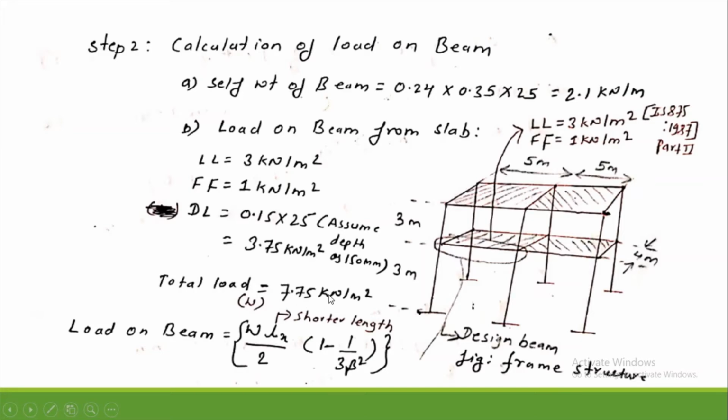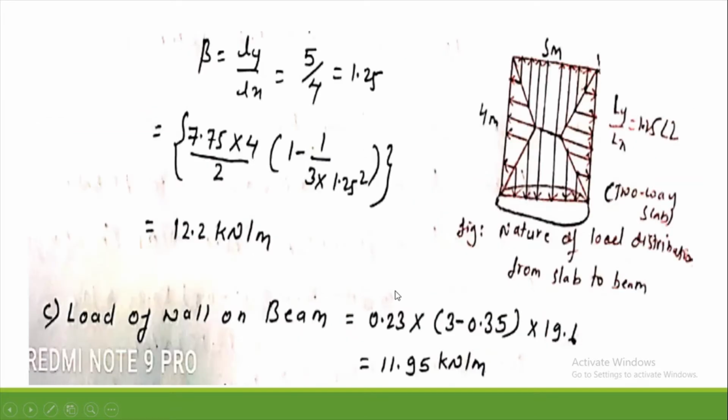Now for transferring the load from slab to beams, we have one formula: w Lx by 2 times (1 minus 1 by 3 beta squared). Lx is the shorter length and beta is the ratio of longer span to shorter span. Before that, we have to see the nature of load distribution from slab to beams. First of all, we check the ratio of Ly by Lx, the longer span by the shorter span. By calculating this, we get 1.25, which is less than 2. So it is a two-way slab.